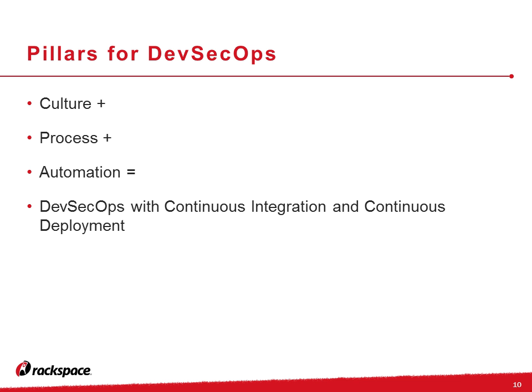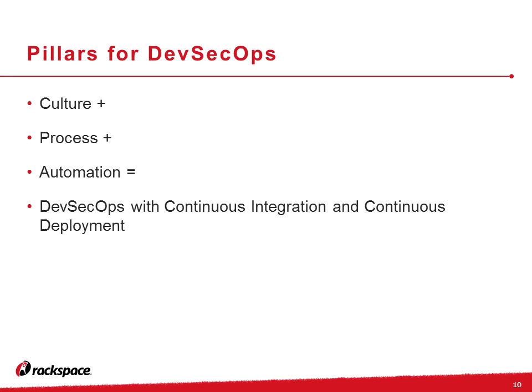So let's cover some pillars for DevSecOps. Culture, process, and automation. Taking those together will equal DevSecOps with continuous integration and continuous deployment. And this isn't something that is easy. There's no easy button here. So these are things to work towards.